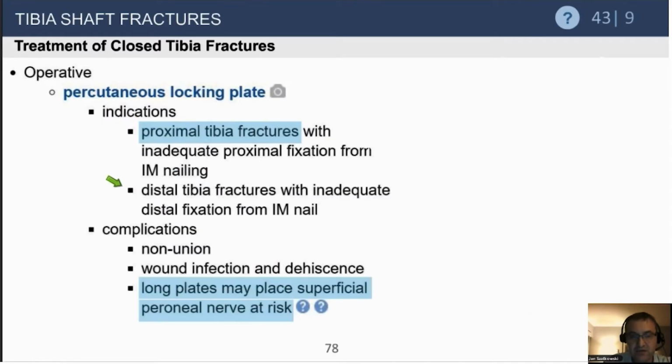So percutaneous locked plating, especially used for proximal tibial fractures, we went over that. Distal tibia fractures as well, especially when you think about it, when you have short segment fixations proximally or distally. Not really indicated too much in midshaft tibia fractures, except if it's possibly a previous deformity and so forth. Complications: nonunion, wound infection, dehiscence. Remember, these can be some bulky implants. Long plates also place the superficial peroneal nerve at risk when you place a percutaneous plate from proximally to distally, but it can also be injured when you're placing a distal anterolateral plate along the distal tibia.